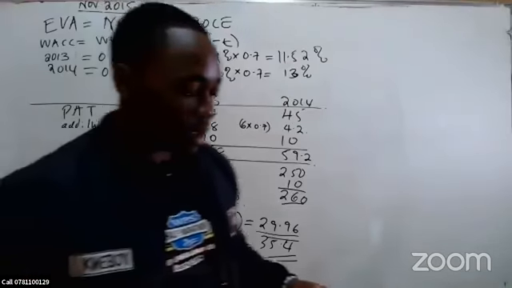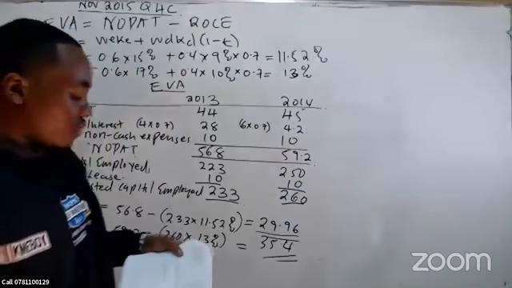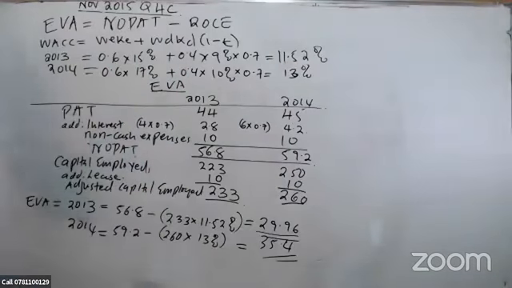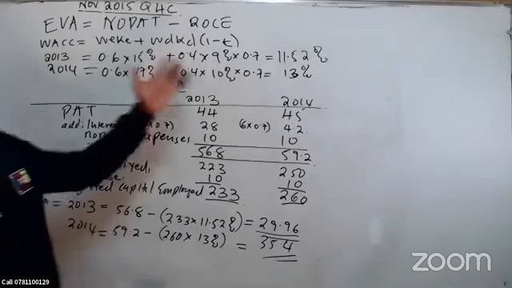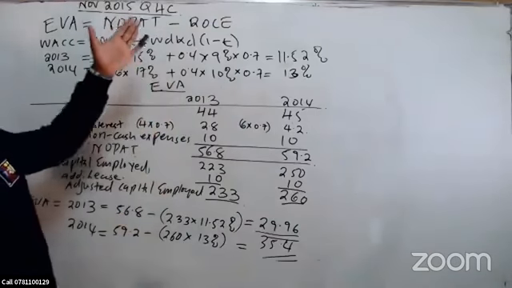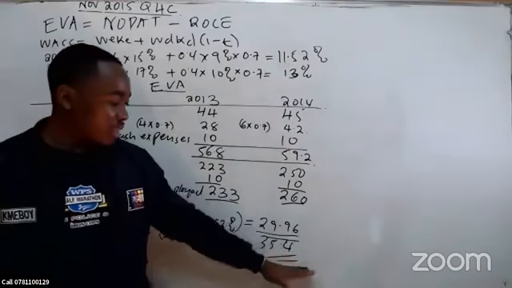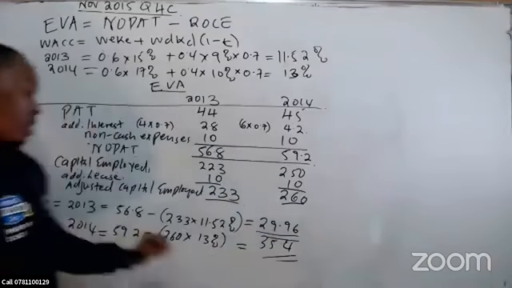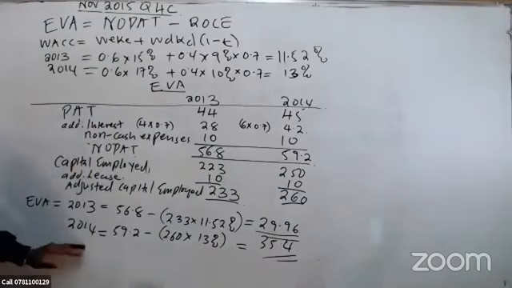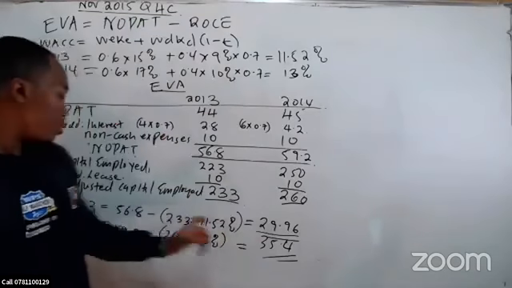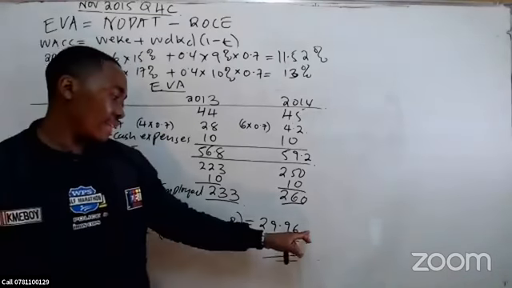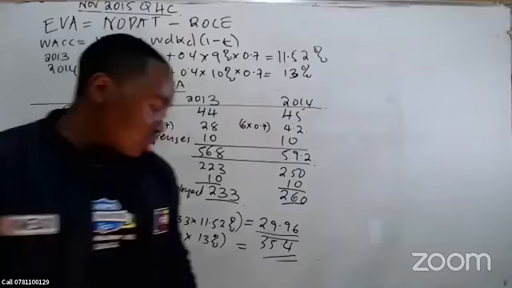Part 2, comment on the performance of Joshua Limited. Now we can see that Joshua Limited is performing well because its economic value added, both here, are positive. But you can also emphasize that in 2014 they are doing great because they are having a higher figure. So, any question now?